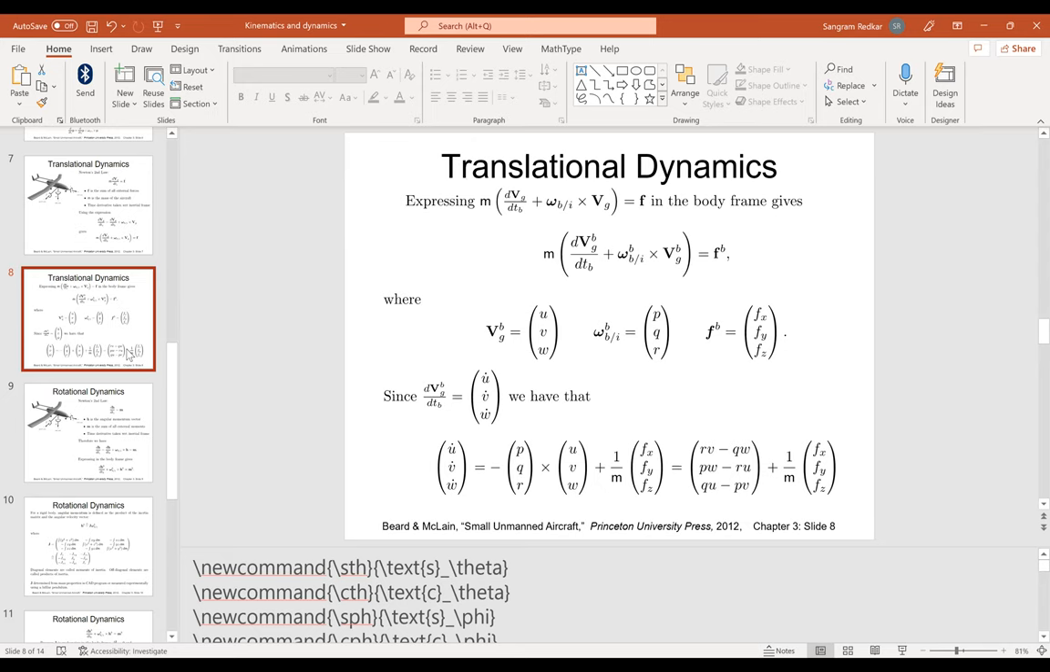So the first 6 equations are the equations for kinematics. The next 3 equations are the equations for translational dynamics, which is force equals mass times acceleration in 3 dimensions. And the last 3 equations are the rotational dynamics.